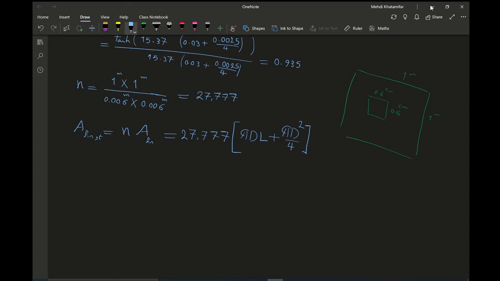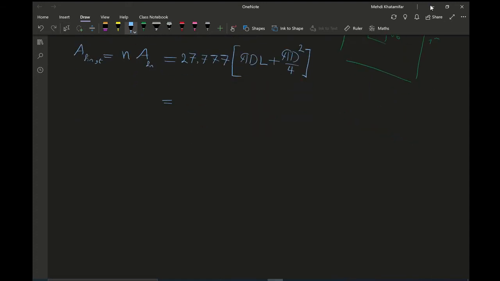So if I plug in the numbers, 27,777 times pi, diameter is 0.0025, the length was 0.03, plus pi times 0.0025 squared divided by 4.